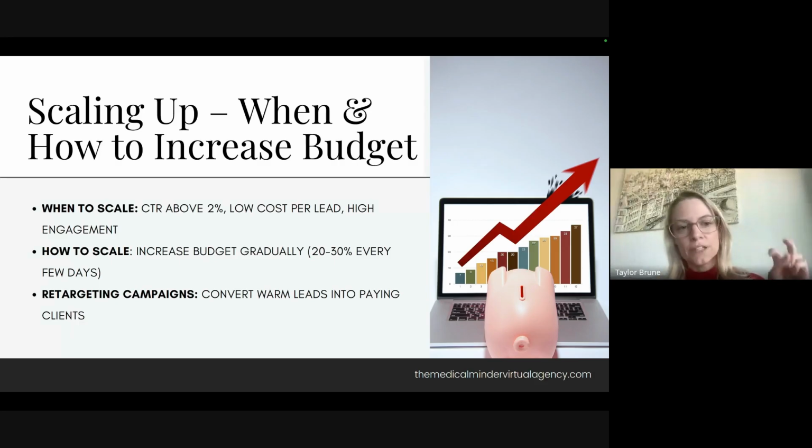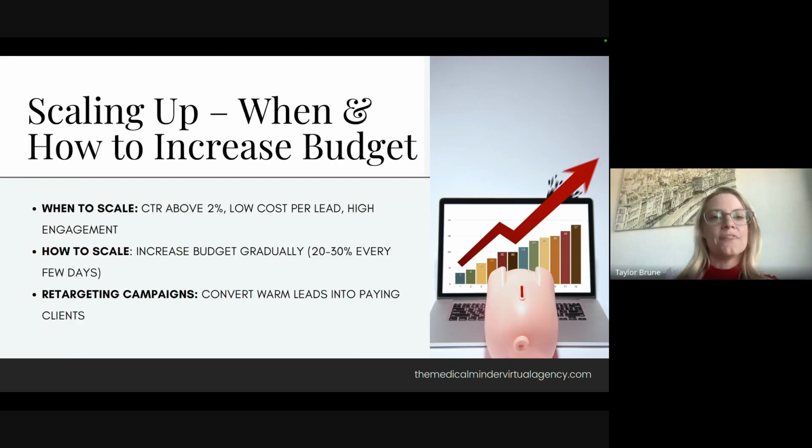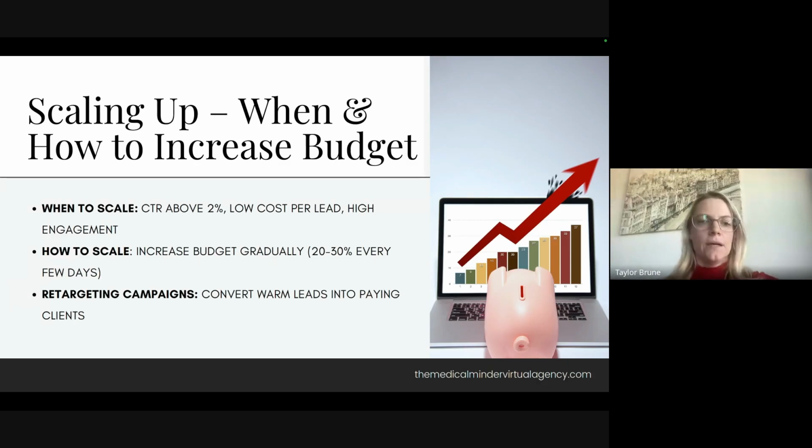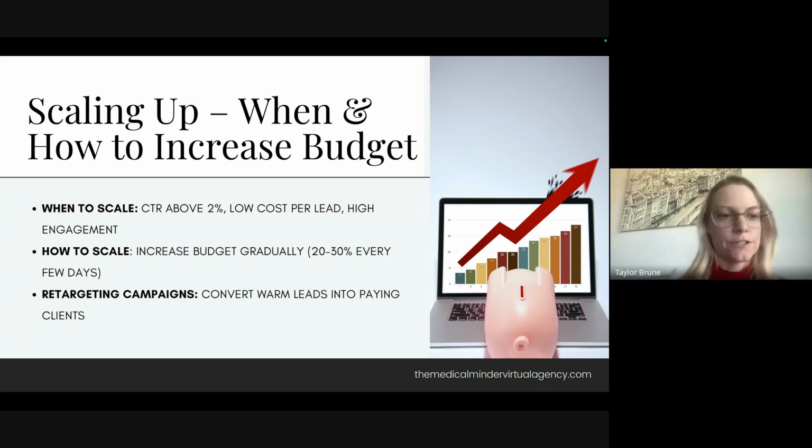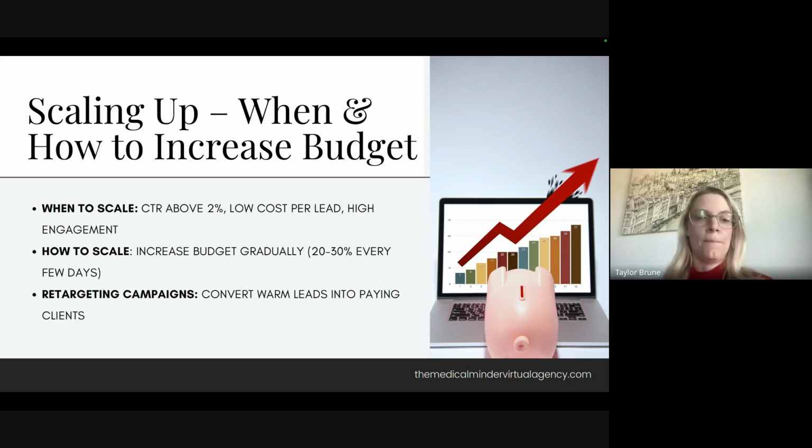And a little trick in the ad campaign managers community is increasing the budget gradually, like 20 or 30% every few days. And this is once you have built a little bit more credibility on your ad account and once you've done some ad campaigns. Probably not on your first few, because you want to track those metrics and see what worked and what didn't. So it will be after you've done a few ad campaigns. And then also you want to scale by using retargeting campaigns in the future.